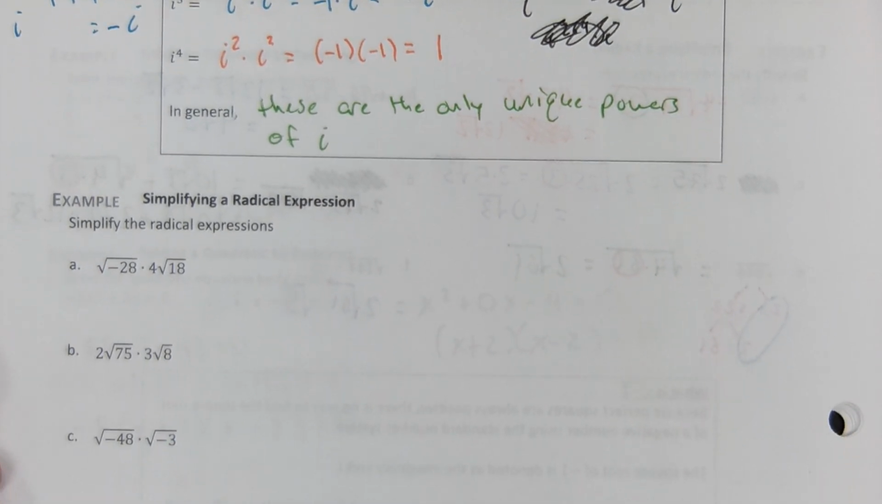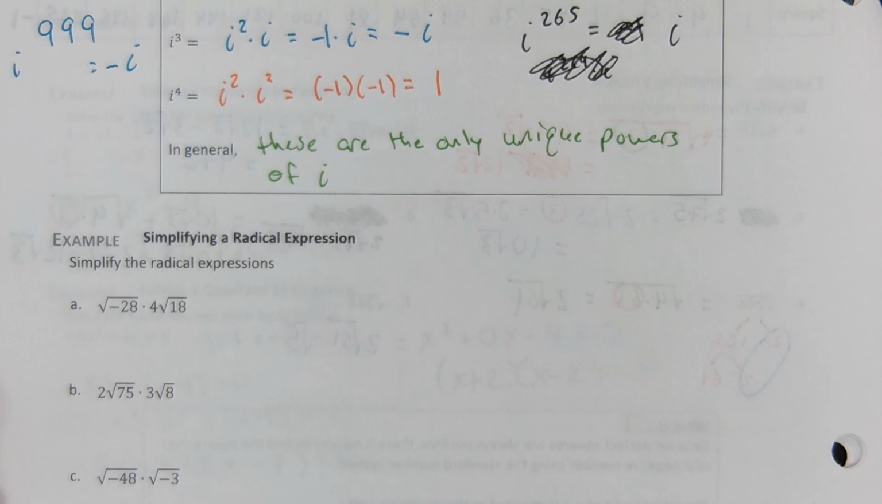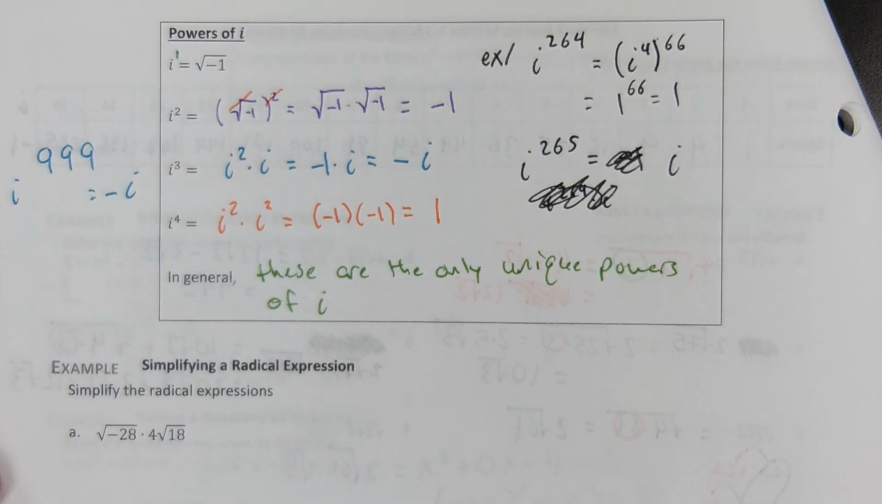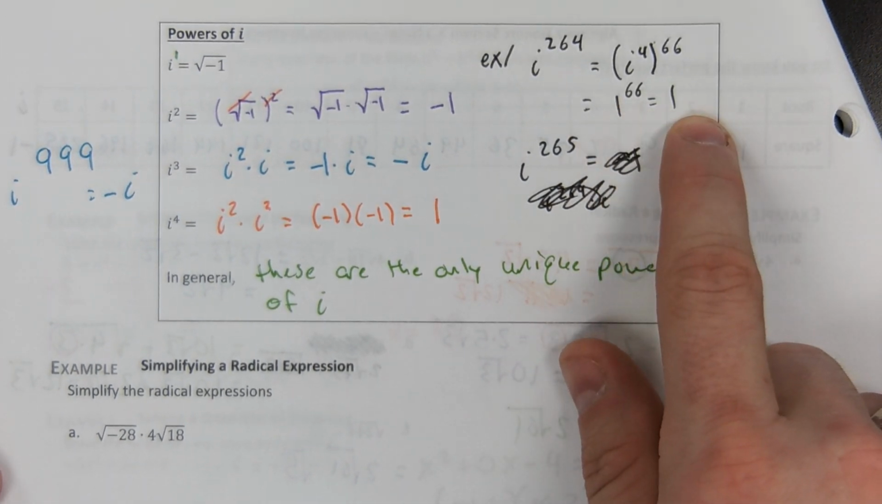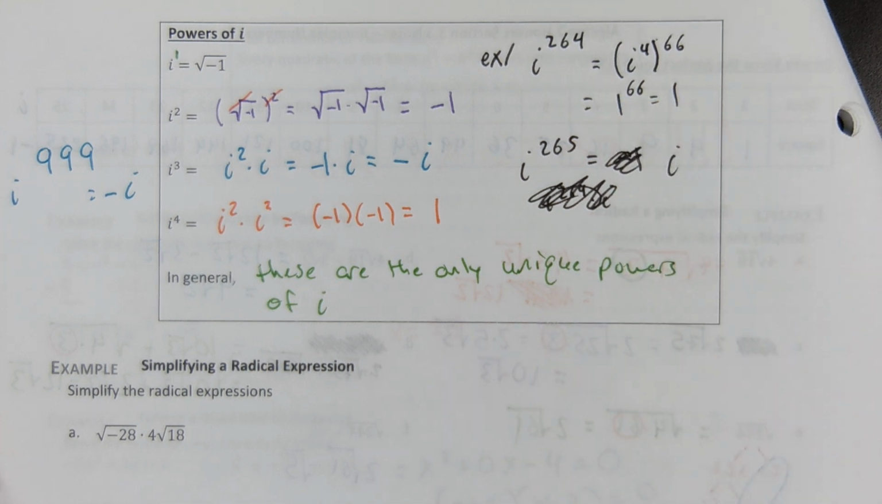Wait, so how do you know that 1 to the 66th power is 1? Because 1 to any power is 1.